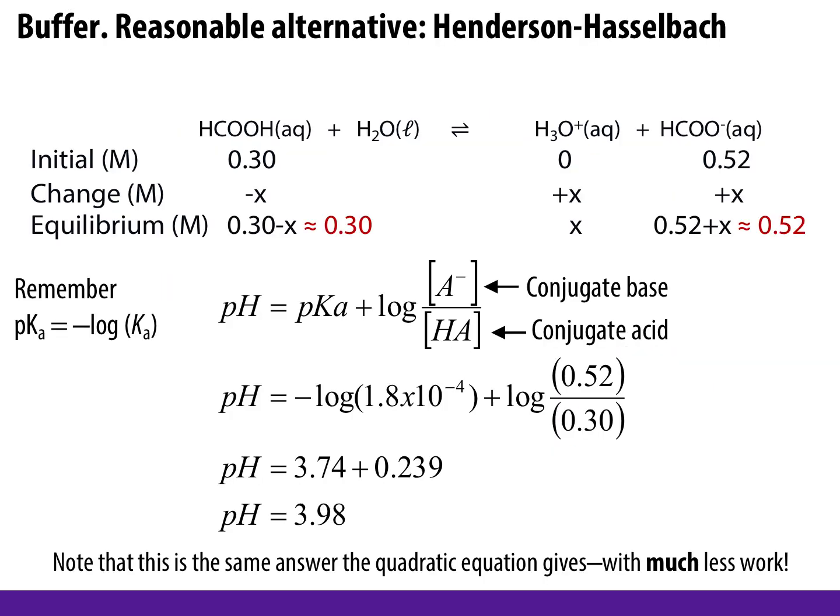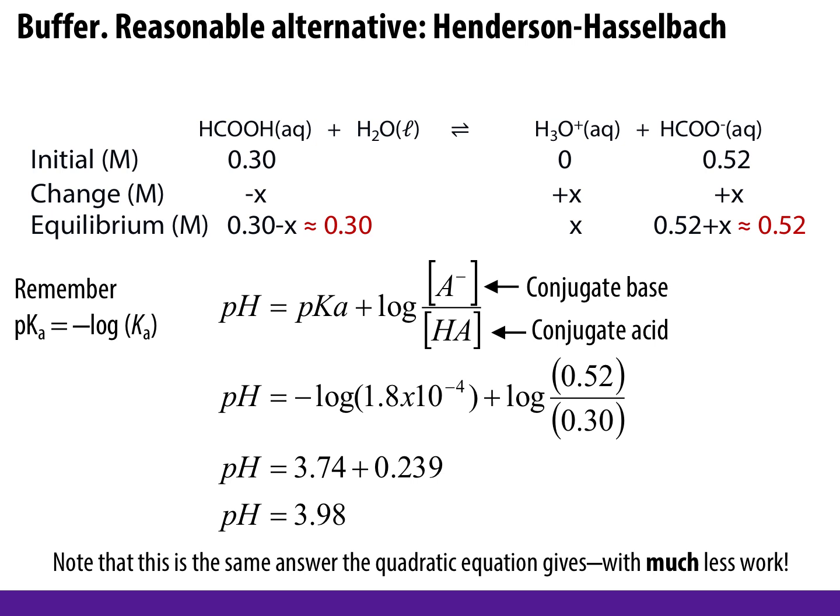The other approach that is a really good approach to solve buffer pH calculations is just to plug into the Henderson-Hasselbalch equation. So in this case, we are given the Ka, so we can calculate the pKa from the Ka. So for pKa, we plug in negative log of Ka. So the pKa was 3.74. We use the Henderson-Hasselbalch equation. A minus is the conjugate base. That's 0.52 molar. HA is the conjugate acid, 0.3 molar. We don't need to worry about X's there. Just plug in, and we get our answer.